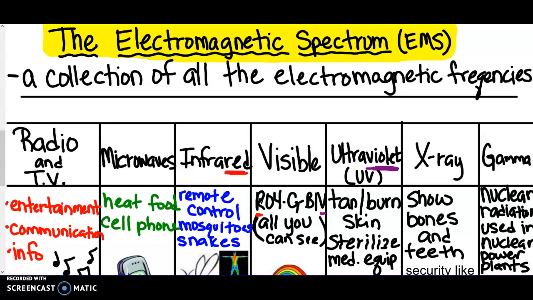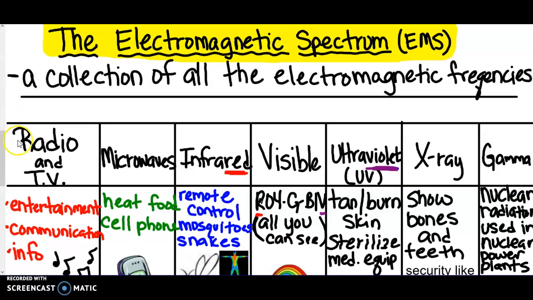Okay, so in this video, we are going to complete the electromagnetic spectrum chart that's in the middle of your notes packet. So the first thing that you want to do is underneath where it says the electromagnetic spectrum, you want to write that that is a collection of all the electromagnetic frequencies. Now, the other day we learned a little bit about each of these, but we wanted to take and organize these in a chart for you.